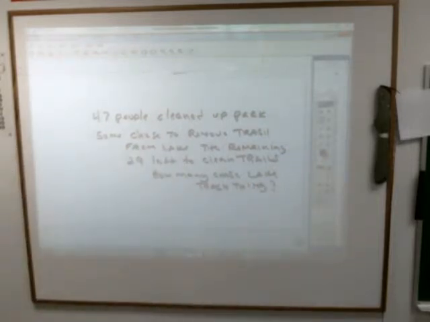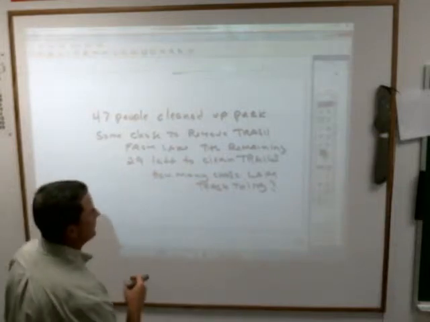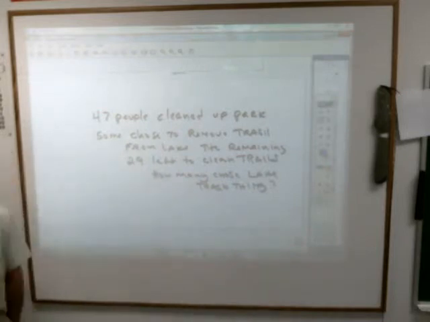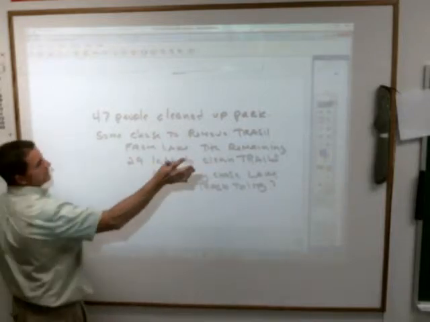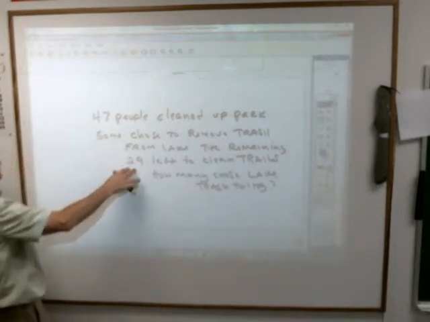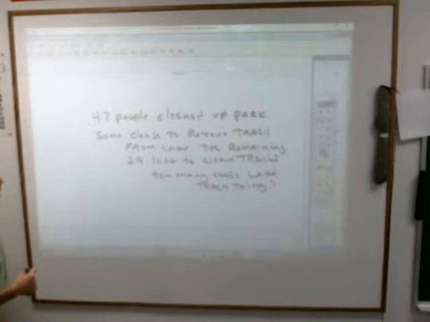Okay, so the first question, what type of problem is this? Is this one of the combining ones, or is this one of the separating ones? Are you putting people in two different groups, or are you taking some and just putting a bunch more people with them? Separating or combining, that's kind of the question we're answering. Julia says, separating, yes. And what are we separating? We're separating the ones that remove the trash and the ones that left from the 47.